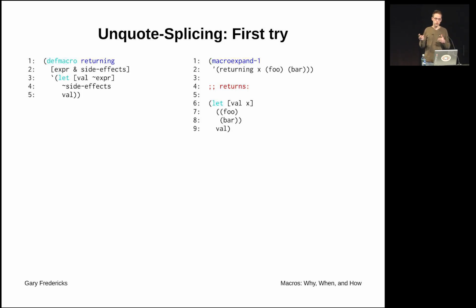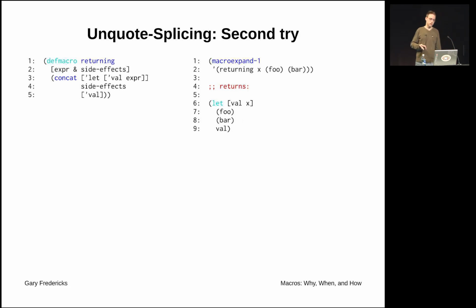So if we unquote side effects on line 4, then the expansion on the right-hand side has these forms in a list with an extra pair of parentheses that we didn't want. And this will cause either a runtime error or just some really bizarre behavior. So we can get around this by constructing the form using concat instead of using syntax quote. So this works, but it's terribly ugly and confusing, and we want to use syntax quote.